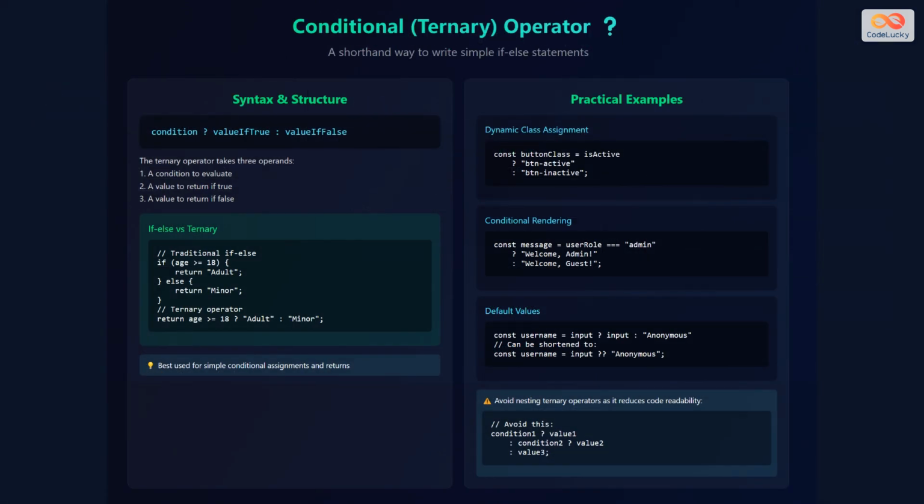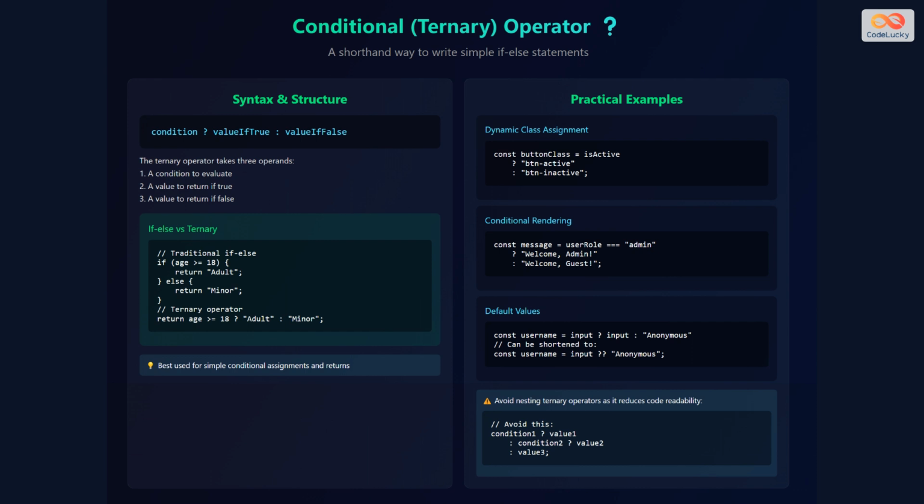The conditional or ternary operator is a shorthand for simple if-else statements. The syntax involves a condition, followed by a question mark, a value if the condition is true, a colon, and a value if the condition is false. If the condition is true, the first value is returned. Otherwise, the second value is returned.